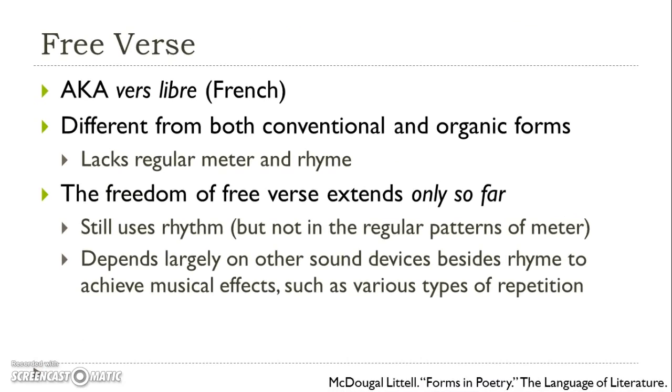Free verse, also known as vers libre in its French name, is different from both conventional and organic forms of poetry. It lacks regular meter and rhyme, and the freedom of free verse extends only so far, however. So when we say it's free verse and you're wide open, there's still structure there. It still uses rhythm, although not in a regular pattern of meter necessarily. And it also depends largely on other sound devices besides rhyme to achieve musical effects, such as various types of repetition.